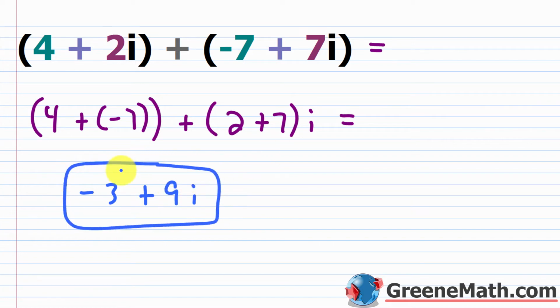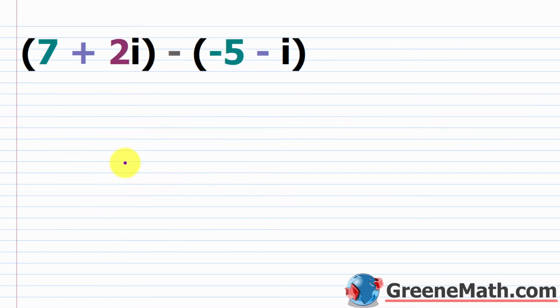So this is your answer here, okay? And it's in standard form, so negative 3 plus 9i. All right, for the next problem, let's do a subtraction.